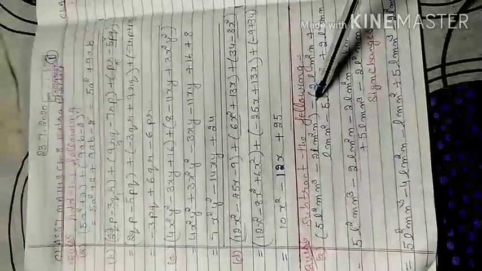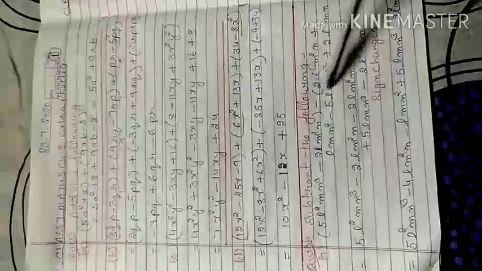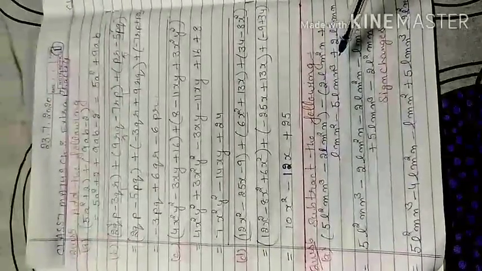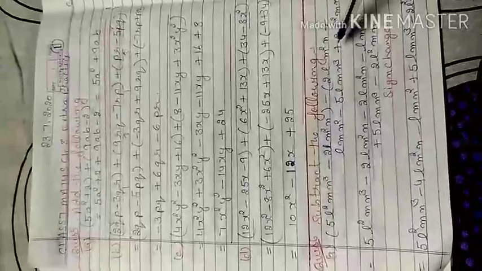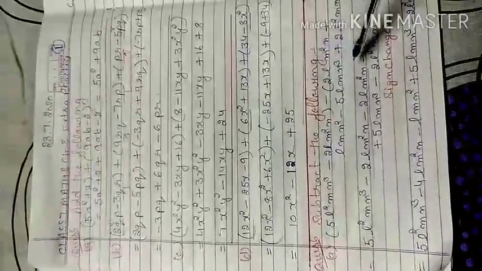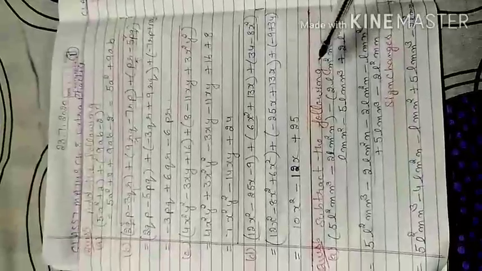Similarly in question 6, E part, you just open the bracket, because outside the bracket there is a negative sign. If there is a negative sign, when you open the bracket, all signs of the terms present within the bracket will be changed. If it is positive, it changes to negative, and negative changes to positive.